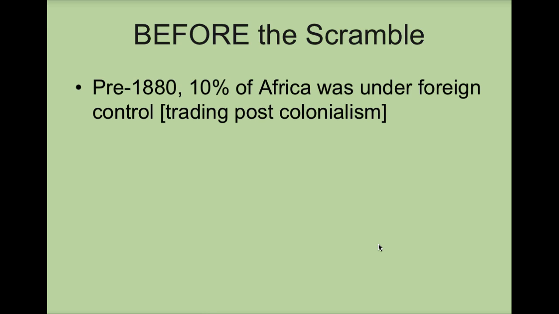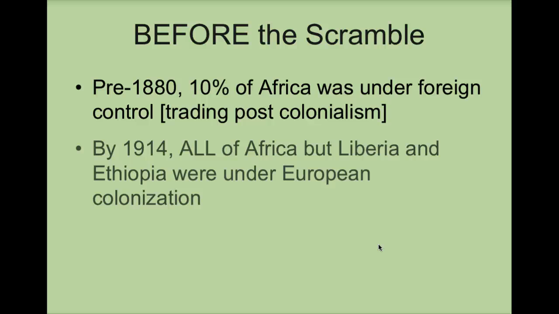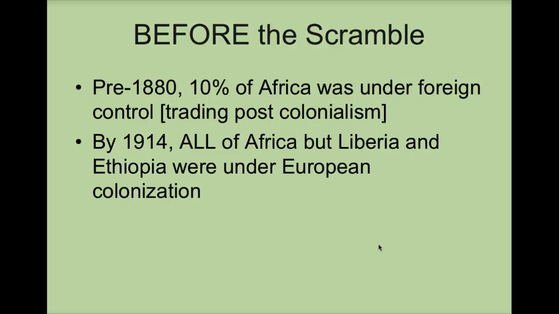So if we look at Africa before the scramble for Africa, pre-1880, only about 10% of Africa was under foreign control. This was from our trading post colonialism. The only part of Africa that Europeans are hanging out in is in your coastal regions, whether it's the West African areas with the slave trade, South Africa, the Swahili city-states, and North Africa, trading in the Mediterranean trade network. Europeans are not going into the interior of Africa. However, 34 years later, every single part of Africa, except for Liberia and Ethiopia, is under European control.